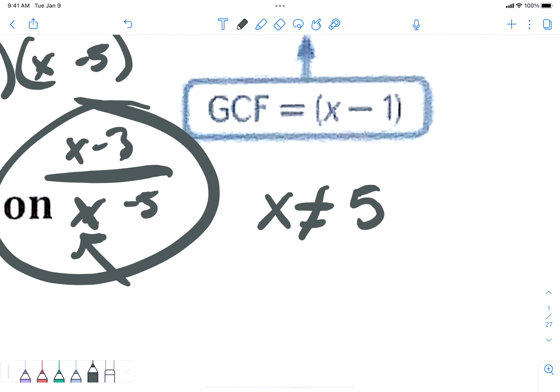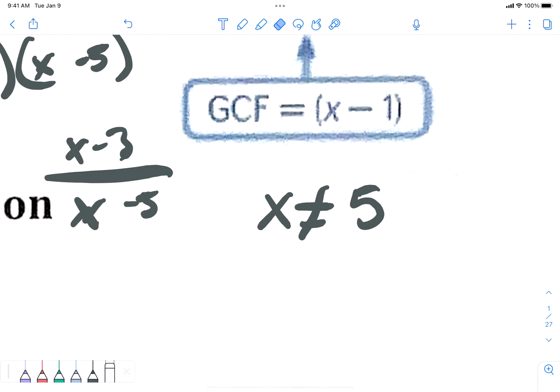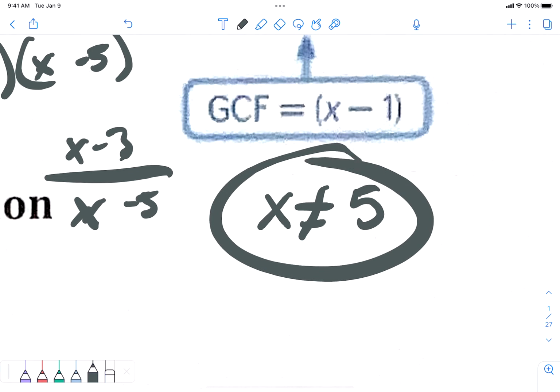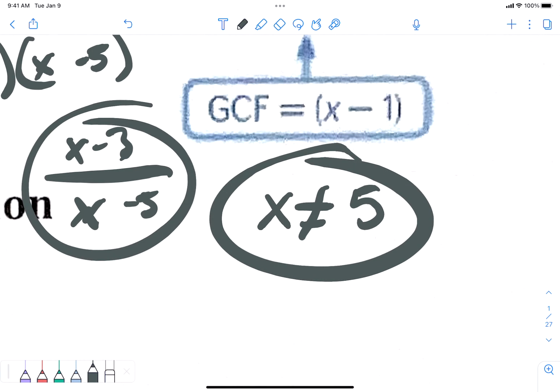Now, x could be 0. Let's take a look at that, right? If I do 0 minus 5 on the bottom, that's negative 5, and I can have negative 5 on the bottom. I just can't have 0. So if x was 5, then I would be in big trouble, right? So we have to also include that x can't be 5, and then we're good to go. Okay, we reduced him, all that good stuff, and now we're good.